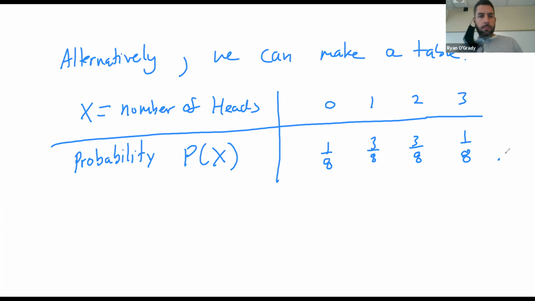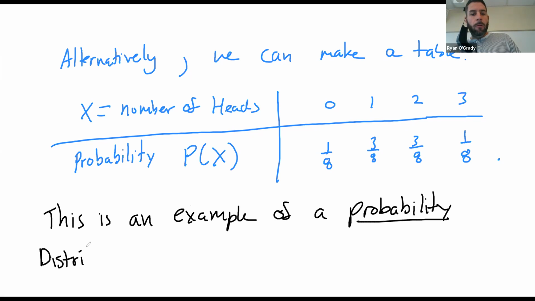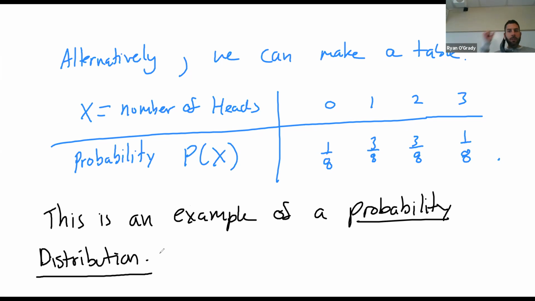All right, so this has a name. This is an example of a probability distribution. Why do we call this a probability distribution? Well, it's showing us how the probabilities are distributed. 3 of the 8 are here. 3 of the 8 are there. 1 of the 8 is this. The other 1 of the 8 is that. It's showing us how the probabilities are distributed. What's more likely, getting 3 heads or 1 head?